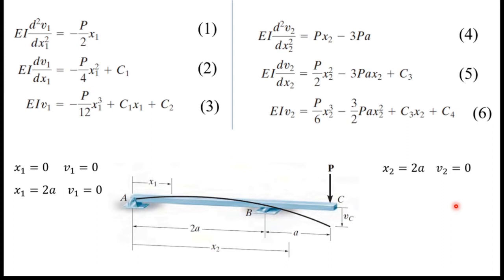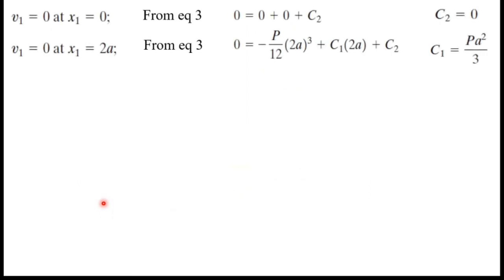You can see there are 4 unknowns, so we have to build another relationship. First we will do what we can. First I will use these 2 boundary conditions. I will substitute v1 equals 0 at x1 equals 0 into equation 3. When I substitute it, I will have c2 equals 0.